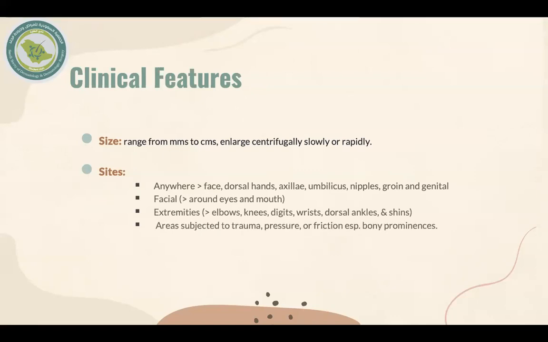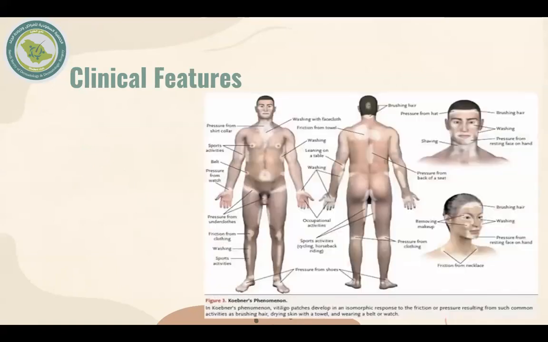Areas subjected to trauma or pressure or friction, especially bony prominences. This is a known phenomenon, known as Koebnerization. Koebnerization means after trauma, there will be a lesion at the site of the trauma. Here you see a Koebner phenomenon at the lesion site, and the site more vulnerable to friction or pressure.